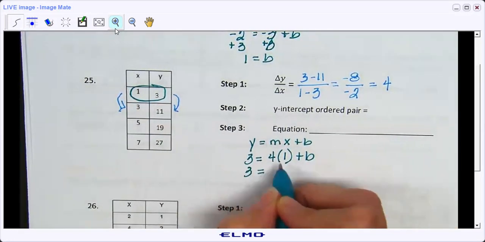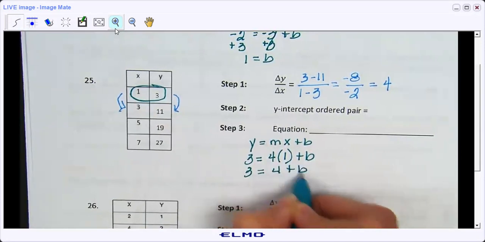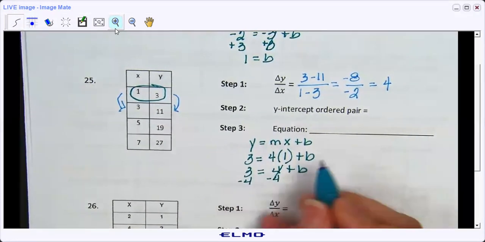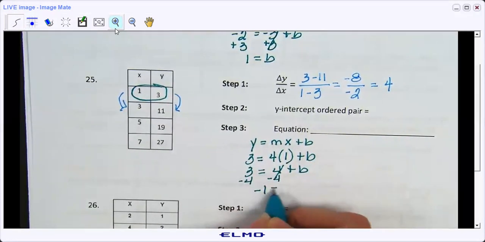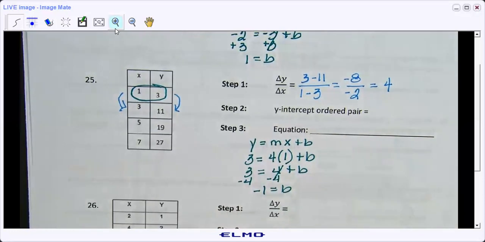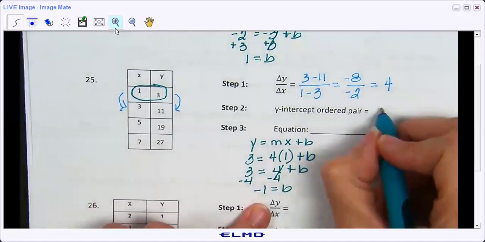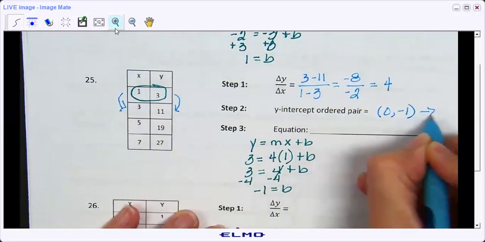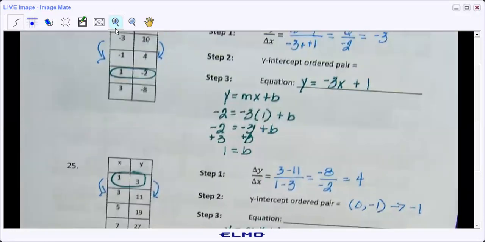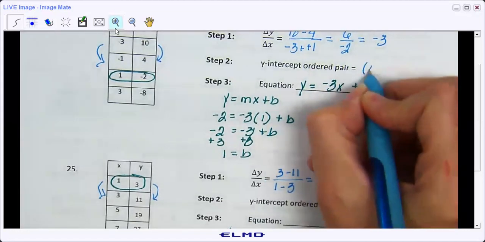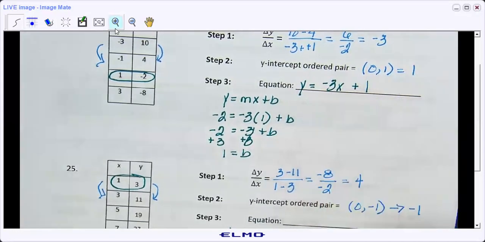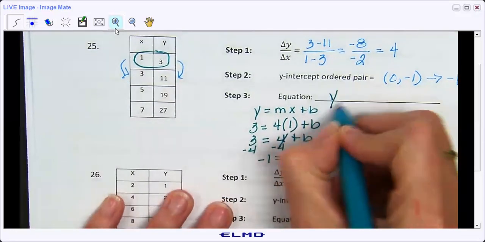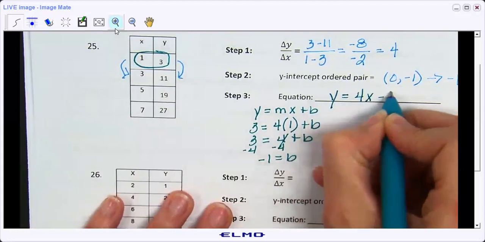So now let's solve for b. So 3 equals 4 times 1, which is 4. Now we're going to subtract 4 on both sides. And 3 minus 4 is a negative 1. So our y-intercept is a negative 1. So up here, we can write 0, negative 1. I didn't do that on the first one up here. It was 0, 1. Okay. So now let's write our equation. y equals 4x minus 1.